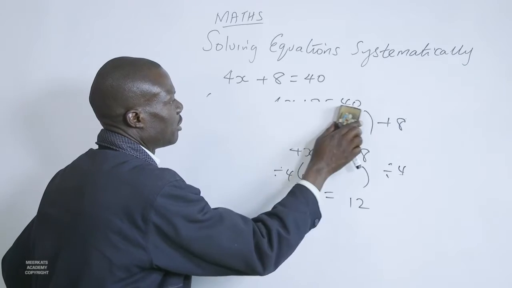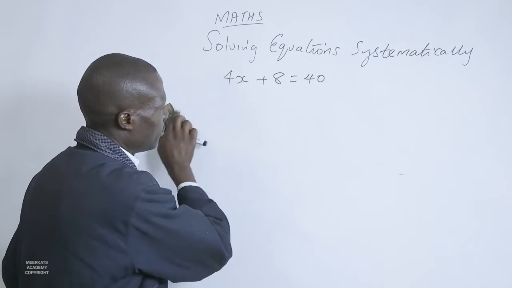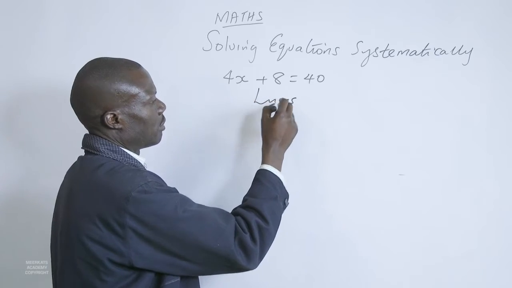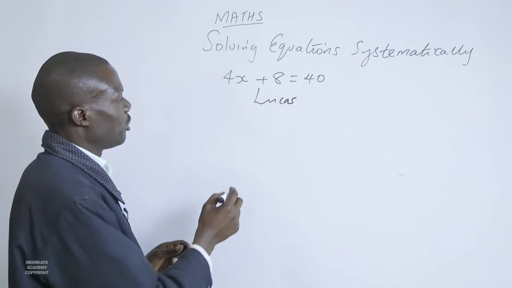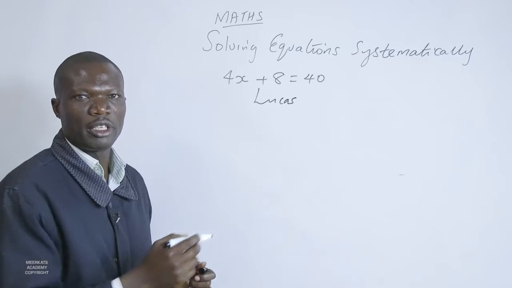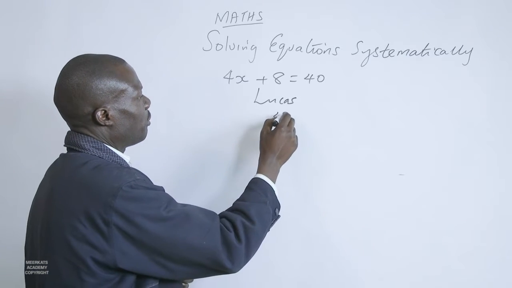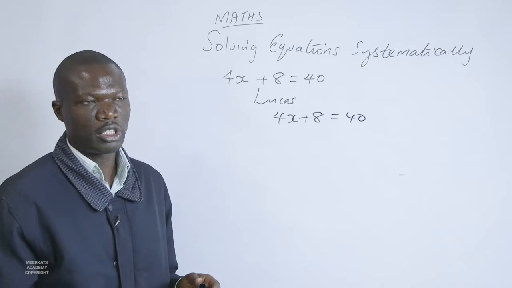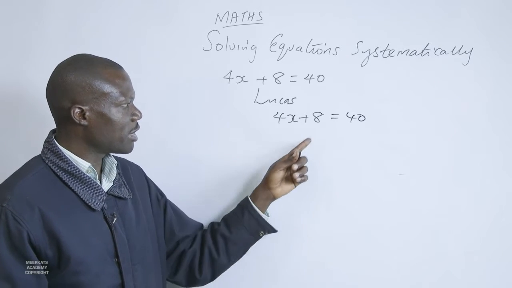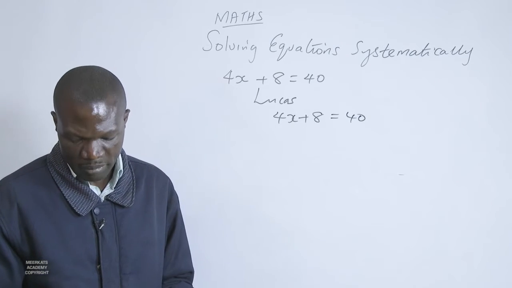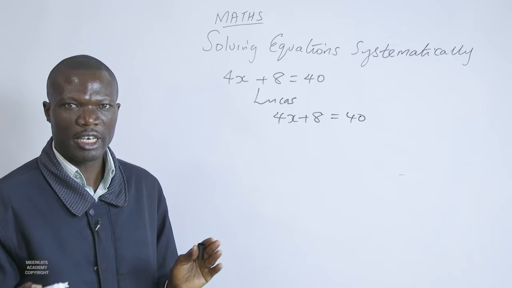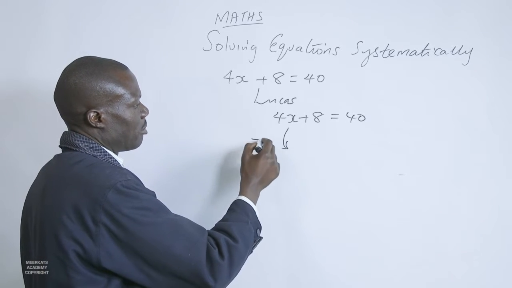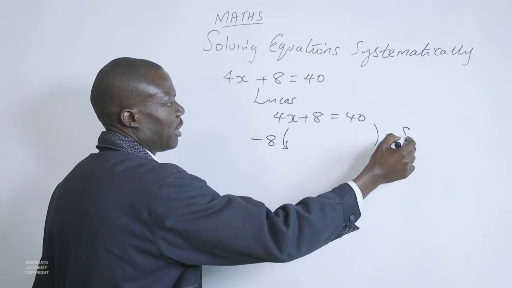The third student, called Lucas, in his approach, decided to pick the following. From the question 4x plus 8 is equal to 40, he decided first to deal with the whole number 8 by subtracting 8 from both sides. So the first thing he did is minus 8 here, minus 8 here.